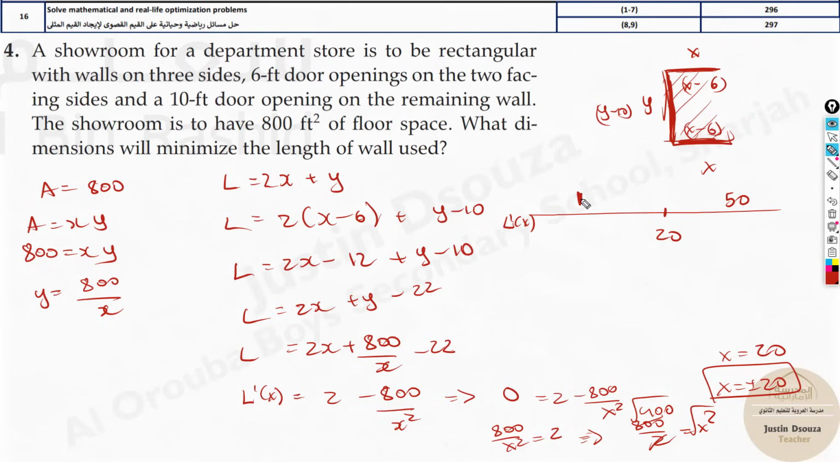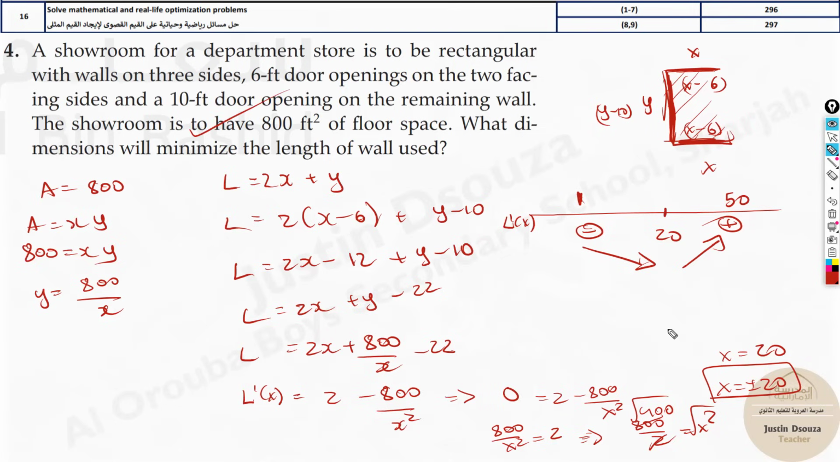Do the same first derivative test and check. Over here is the derived. Where is the derived? Over here, this one. Substitute 1, it will be 2 minus 800, it's a negative. And when you put 50, 50 squared is a huge number. It will be less than 1 for sure. So it will be 2 minus a small number, which is positive. So it will be minus is down and up. So x equals 20 will be the minimum value. And yes, this is proven.